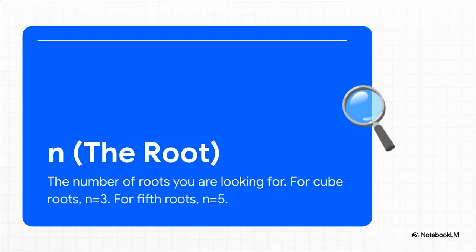Now, n is the easy one. It's simply the number of roots we're looking for. Are we looking for cube roots? Then n is 3. Fifth roots? Then n is 5. This number also tells us exactly how many corners our final shape is going to have.